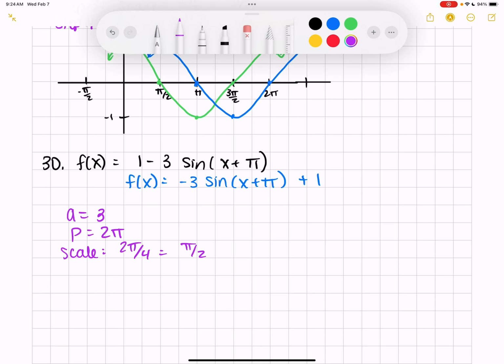Step 4, is it shifted left or right? Yes. Left pi. And is it shifted up or down? Up 1. And is it reflected? Yes. So this one's reflected because of the negative here.